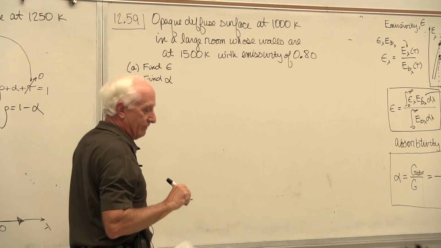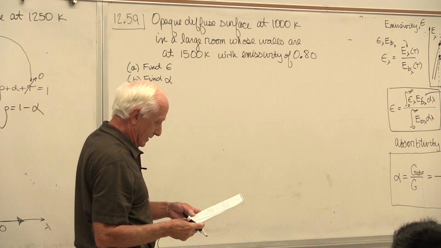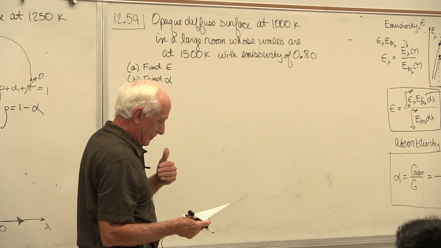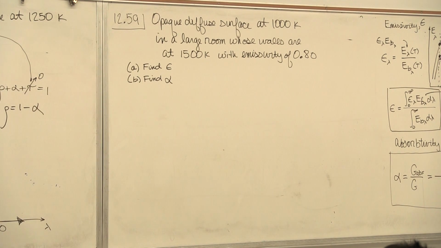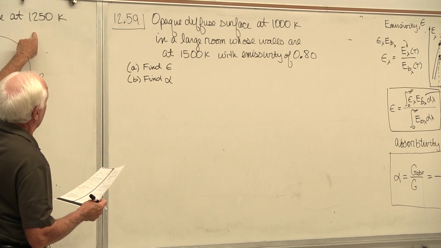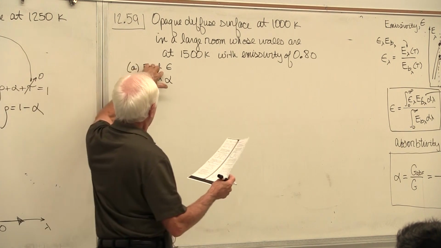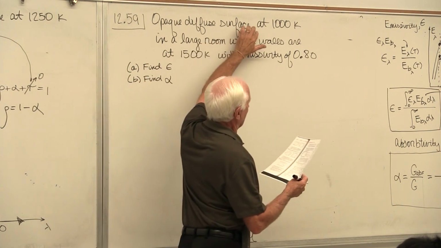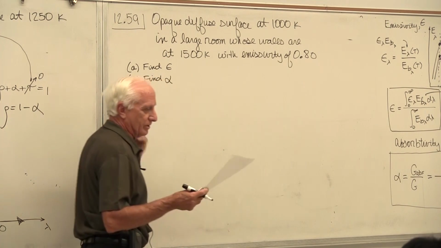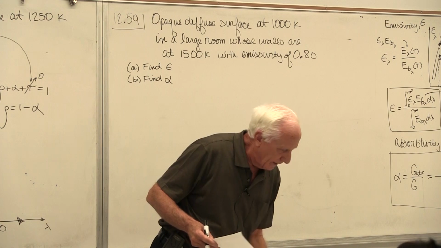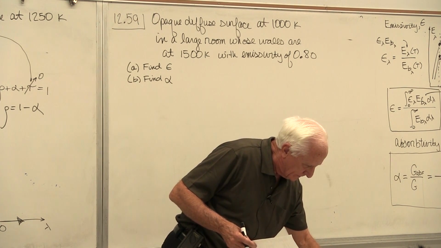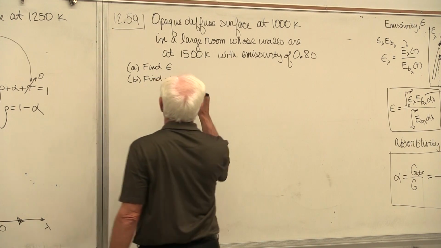Let's do part A first. I'm not going to do part A, I just worked it for this problem. The first part of 1258, well, second part said find emissivity if the surface is at 1250. Same thing here. Find the emissivity if the surface is at 1000. You can do that now. I just worked it for you. The answer is the emissivity is 0.670.